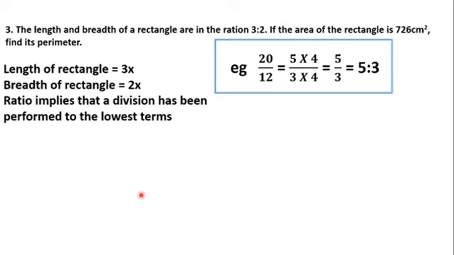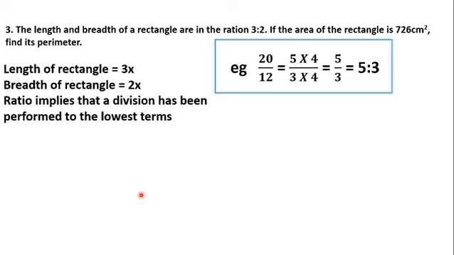And yet it doesn't mean that the number is 5 or the number is 3, because you can see clearly from this example the numbers are 20 and 12. But then when they are brought to their lowest terms, they became 5 ratio 3. So what that implies is that the 3 ratio 2 that we are given for the rectangle has a particular constant divided from both the numerator and the denominator. It is that constant that we are representing by x.